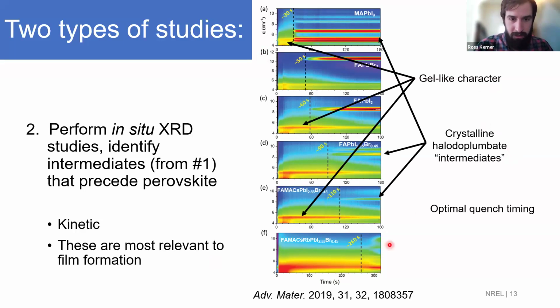And I think another feature, if you stare at enough of these papers, is that the optimal quench timing is almost always right as these phases are starting to crystallize. So you don't want to let these intermediate crystals get too big.